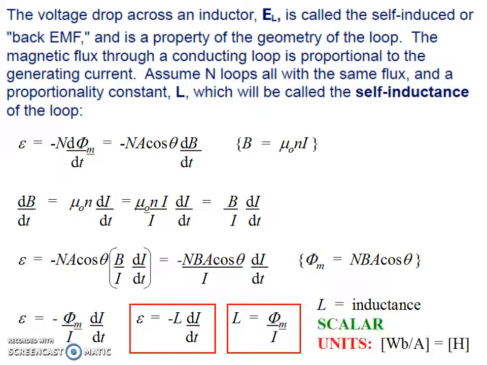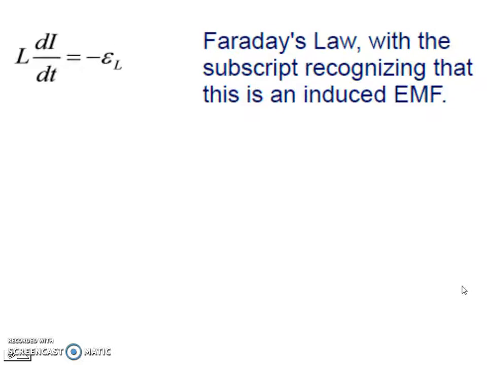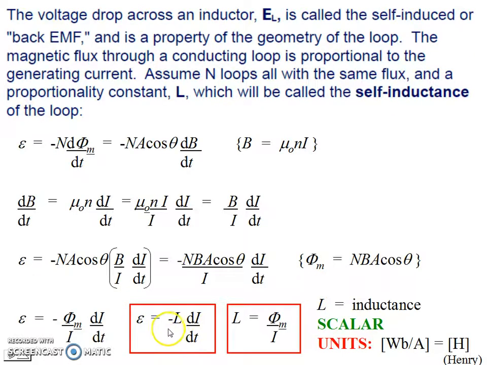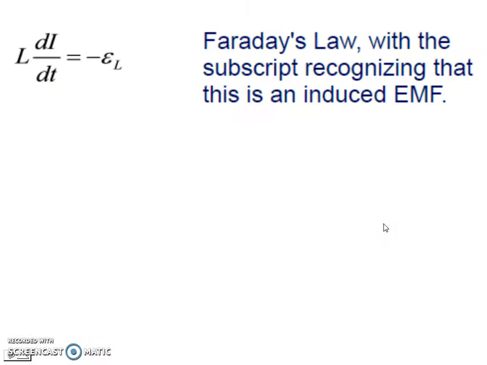This is a scalar quantity. The units come from the equation. Remember phi here, flux, is in Webers. This is Webers per amps, which we redefine as the Henry, capital H, after Mr. Henry. So we just go back here. This looks an awful lot like Faraday's law. So this is what we're calling Faraday's law for this induced EMF, this back EMF, because there's a changing current, a change in magnetic field.